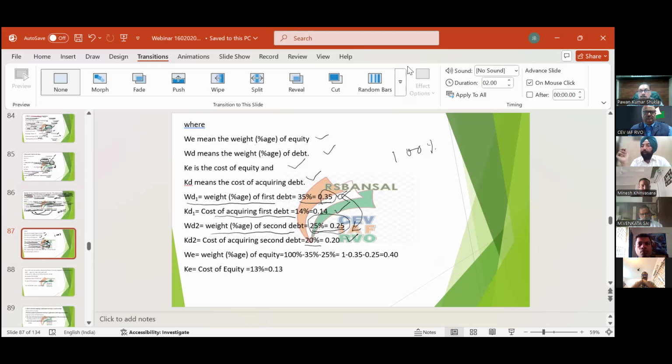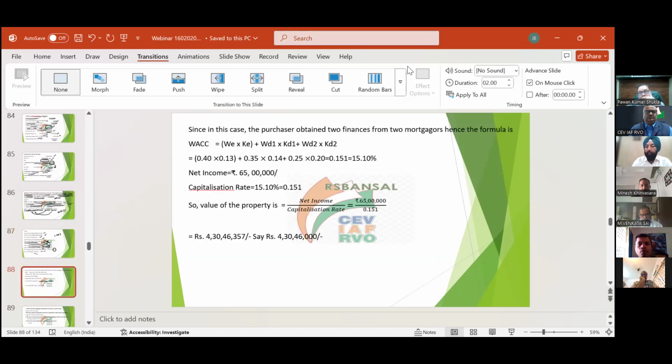So what will be the equity? It will be 100 minus 35% minus 25%, which means 40% will be the equity of the owner. And the cost of equity is 13%, which is 0.13. So you apply the formula: WACC equals WE into KE plus WD1 into KD1 plus WD2 into KD2.